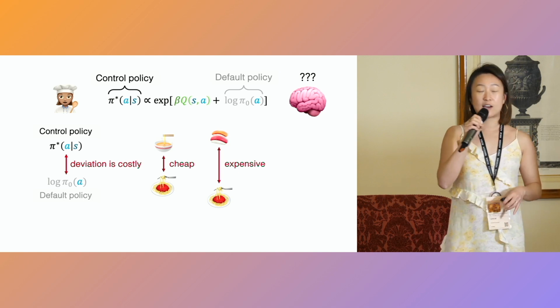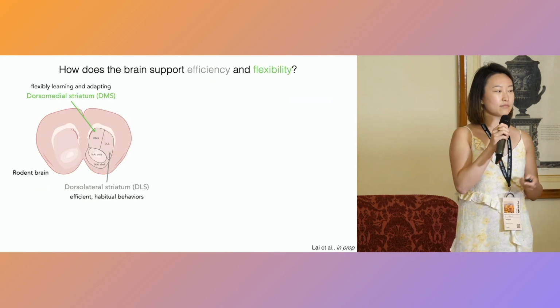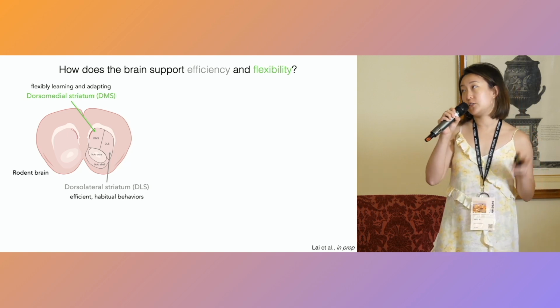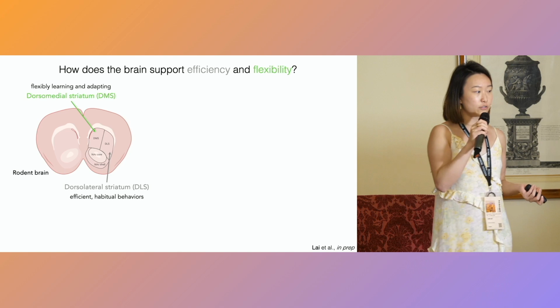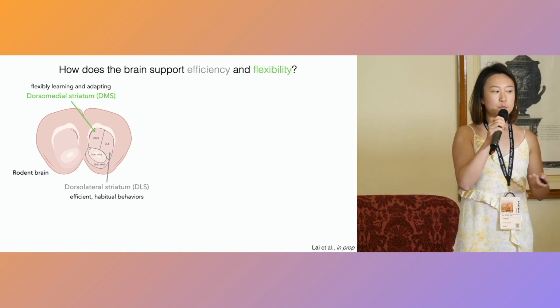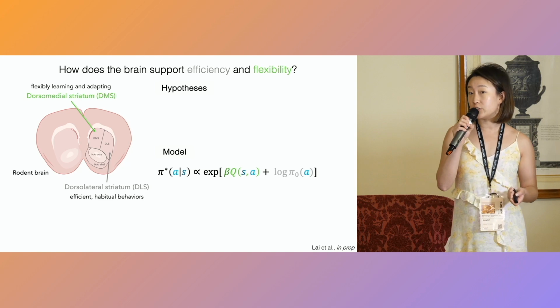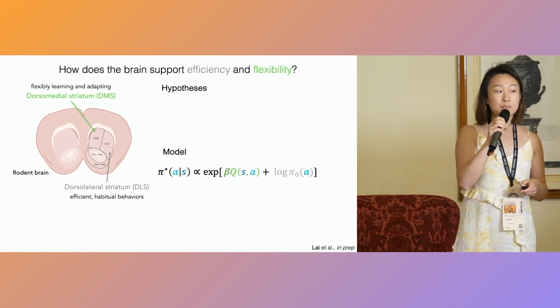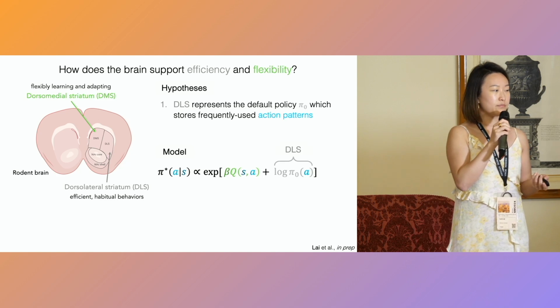Now, we want to understand how each of these components in the model might map onto different areas of the brain. In particular, we focus on two substructures within the basal ganglia, the dorsal medial and dorsal lateral striatum. So specifically, I thought that the DLS might represent the default policy that stores frequently used action patterns, while the DMS could be responsible for flexibly learning state-action relationships.